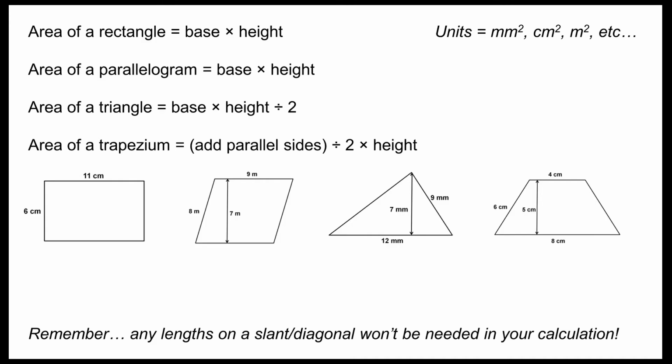So, a very quick reminder of the 4 formulae that you need to know. First of all, the area of a rectangle is base times height. The area of a parallelogram is also base times height. To get the area of a triangle, you need to do base times height and then half your answer. And lastly, the area of a trapezium, you simply add the parallel sides together, half the answer, and then times by the height.